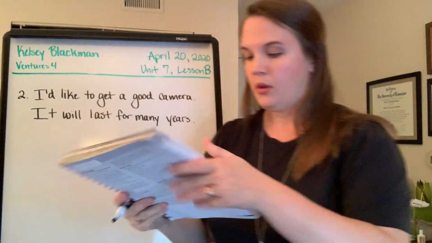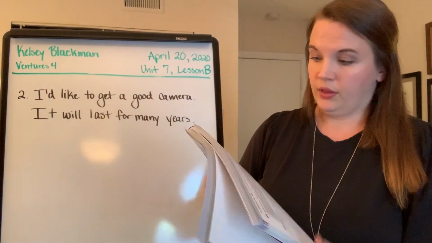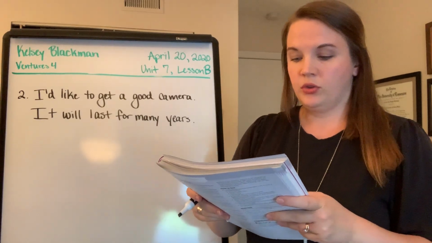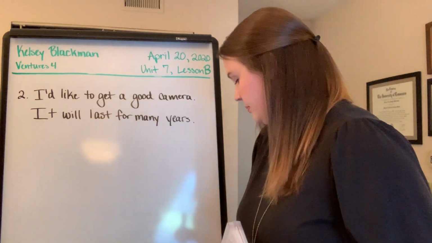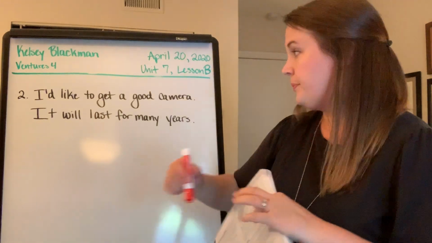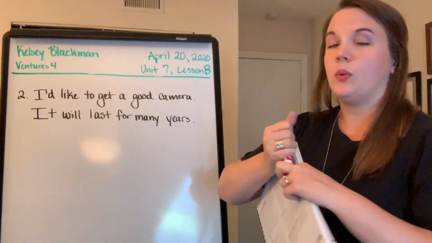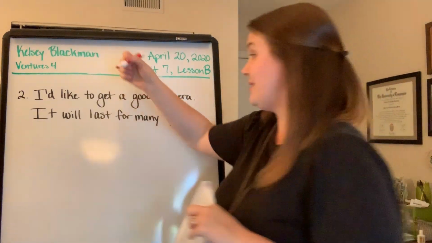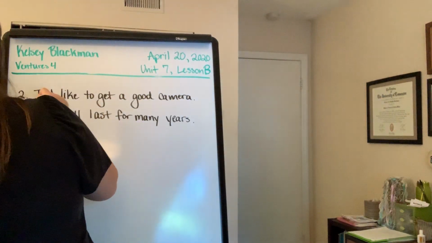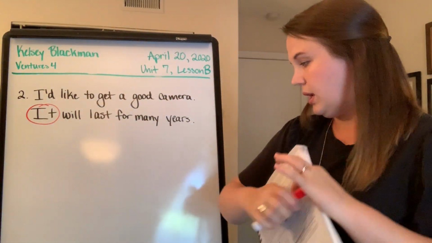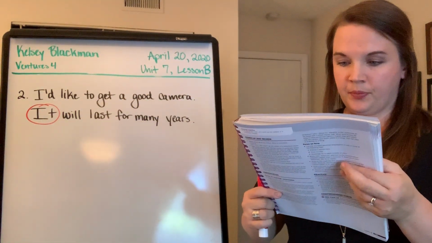Okay, so the first thing we do, circle the subject in the second sentence. Did you do that on all of your sentences? So here's the second sentence. What is the subject? It. All right. It will last many years.